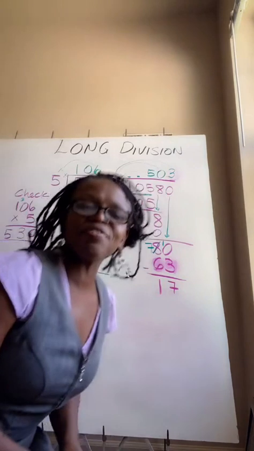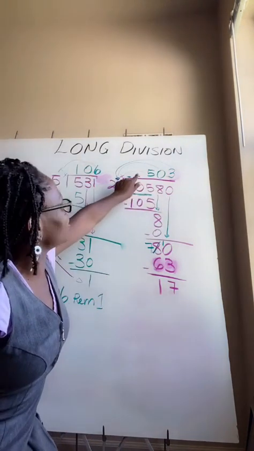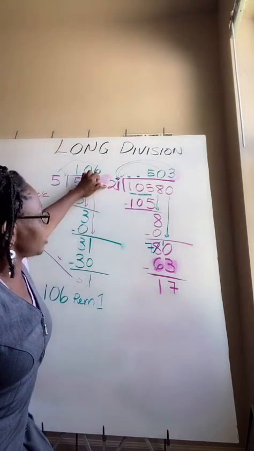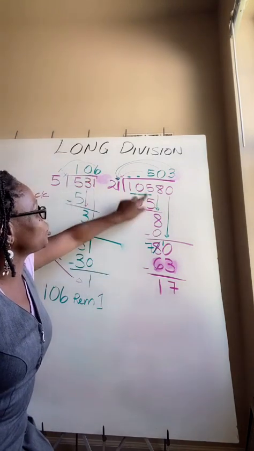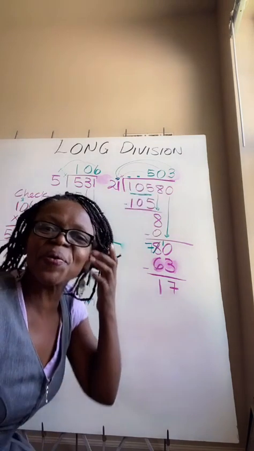Okay. And you can follow the same method to check your answer. Multiply this 503 by 21 and add the remainder. We should get 10580.